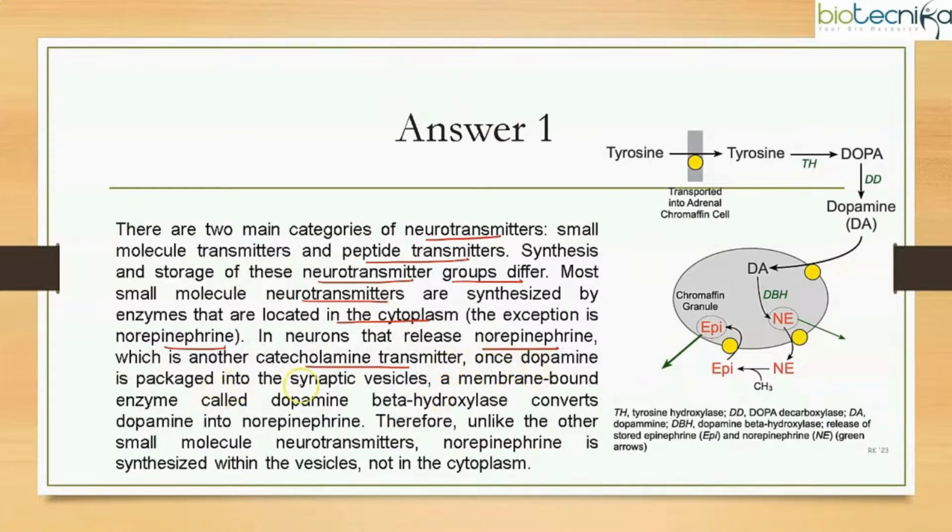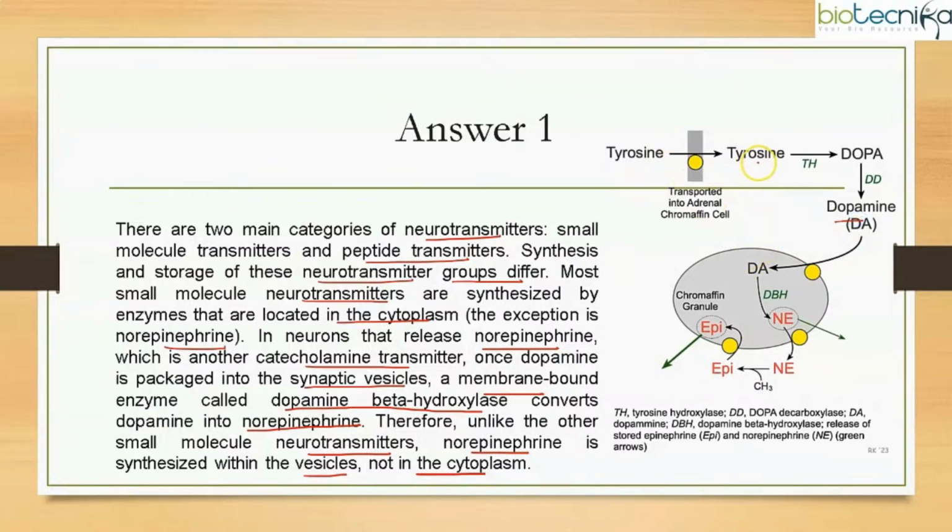So once dopamine is packed into the synaptic vesicles, a membrane-bound enzyme called dopamine beta hydroxylase will convert this dopamine into norepinephrine. Therefore, unlike the other small molecule neurotransmitters, norepinephrine is synthesized within the vesicles, not in the cytoplasm. Okay, so if you see, in the cytoplasm, till here dopamine is synthesized.